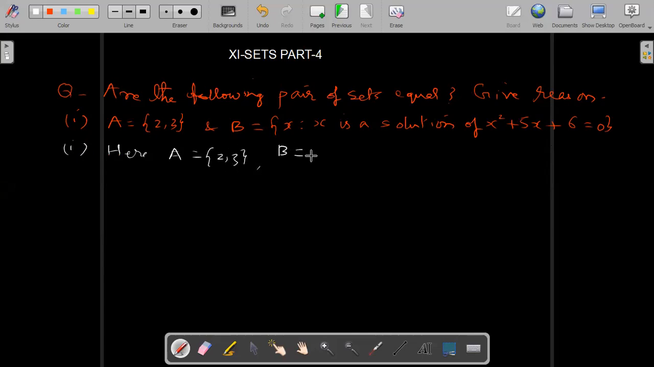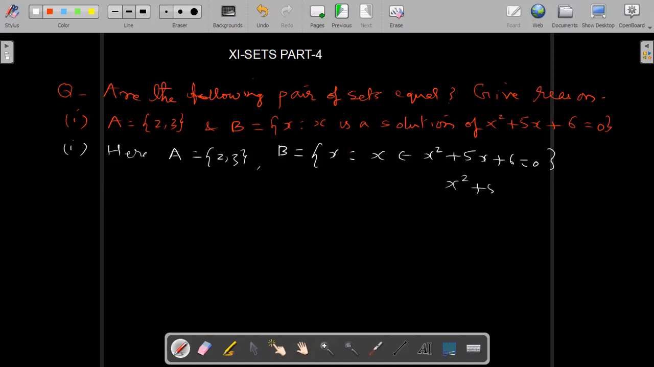and B is a set of all x such that x is a solution of the equation x square plus 5x plus 6 is equal to 0. In short, I have written. So we will see what are the solutions of this equation. We will solve this equation. Finally, we reach the conclusion what are the elements of the set B. So we have to solve this one.